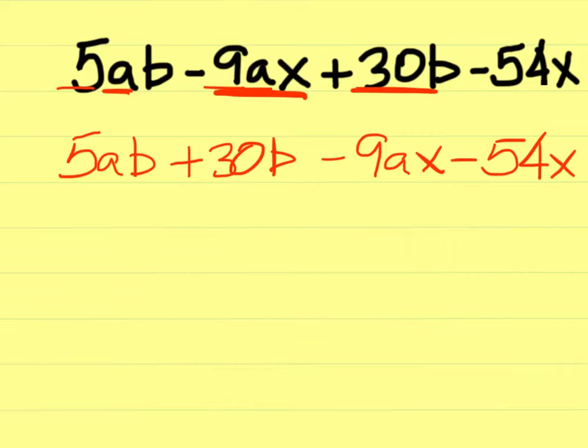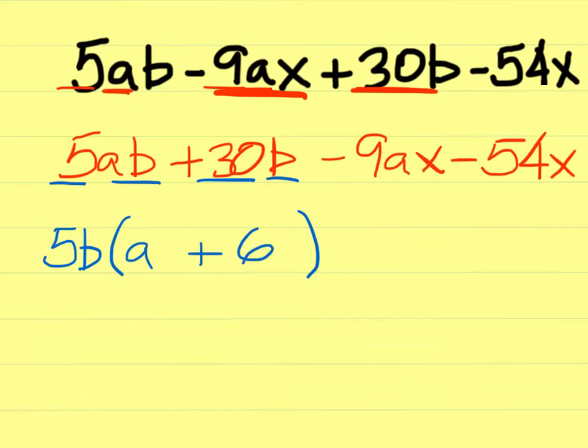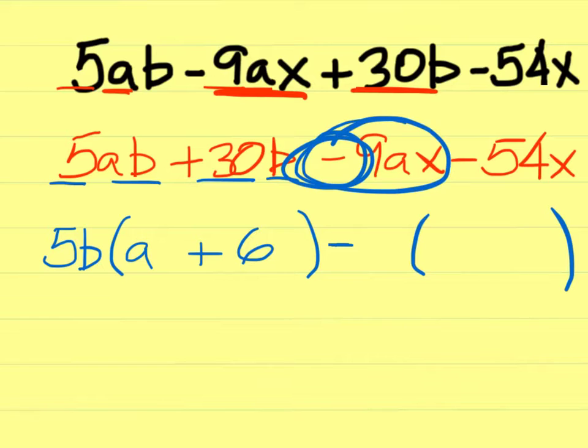So if you look at the front two now, you can take out a 5 from both and a b. So if you take out 5b and divide both of those by 5b, you're left with a plus 6. But now you have a minus sign here. And when you have a minus sign, you have to change the signs of everything else. So this one becomes a positive inside, and then this sign here changes to plus.